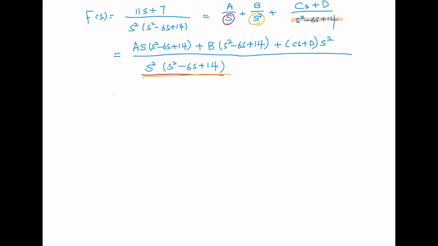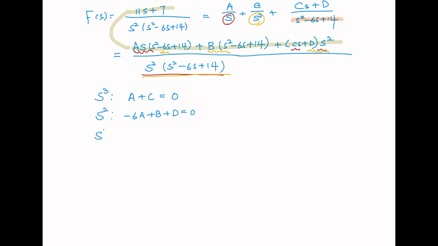For the numerator, let's compare numerator to numerator. So let's find the s cubed terms. We have cubed terms here, A and C. Therefore, we have A plus C, and we don't have a cubed term in the original equation, so we let that equal 0. Let's do the s squared terms. For the s squared term, we have A times negative 6s, and then B times s squared, and then D times s squared. Therefore, we have negative 6A plus B plus D equals 0.